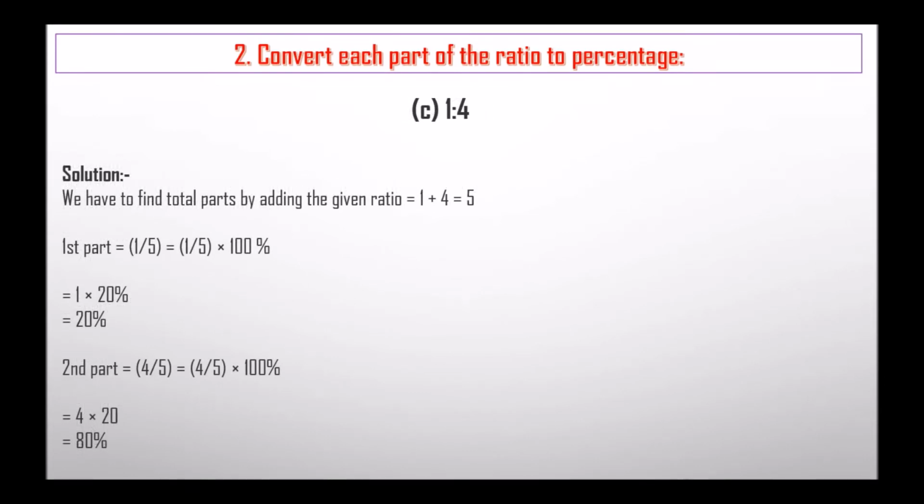Next 1:4. So 1 plus 4 is 5. First part is 1 by 5 into 100%. That is 1 into 20%, so 20%. Second part, 4 by 5 into 100. So 4 into 20, that is 80%.